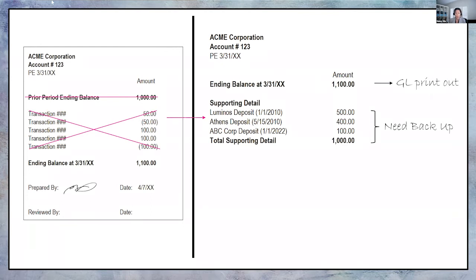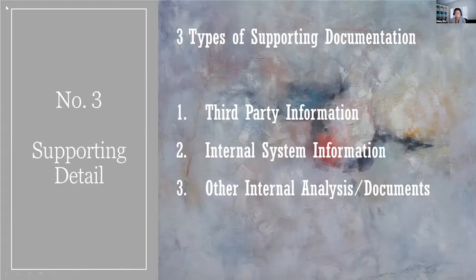Okay, so going back to this rec, let's talk about these backups, right? We talk about, well, these recs need backup, they need support all the time. Well, there's a little bit of science to it.